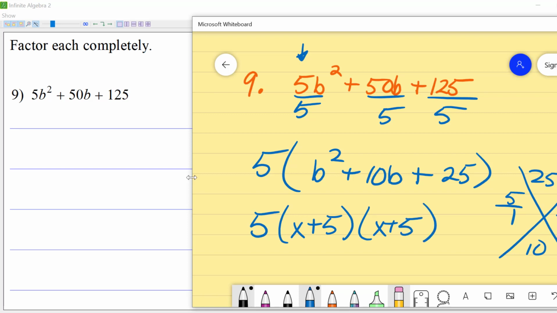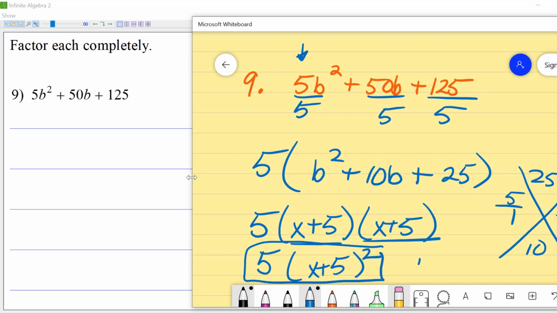You have 2 parentheses that are exactly the same. So I would like you to start writing these 2 parentheses as a square. So this is your final answer. These 2 parentheses are a perfect square. So this factorization is a perfect square, meaning the 2 parentheses are exactly the same square.